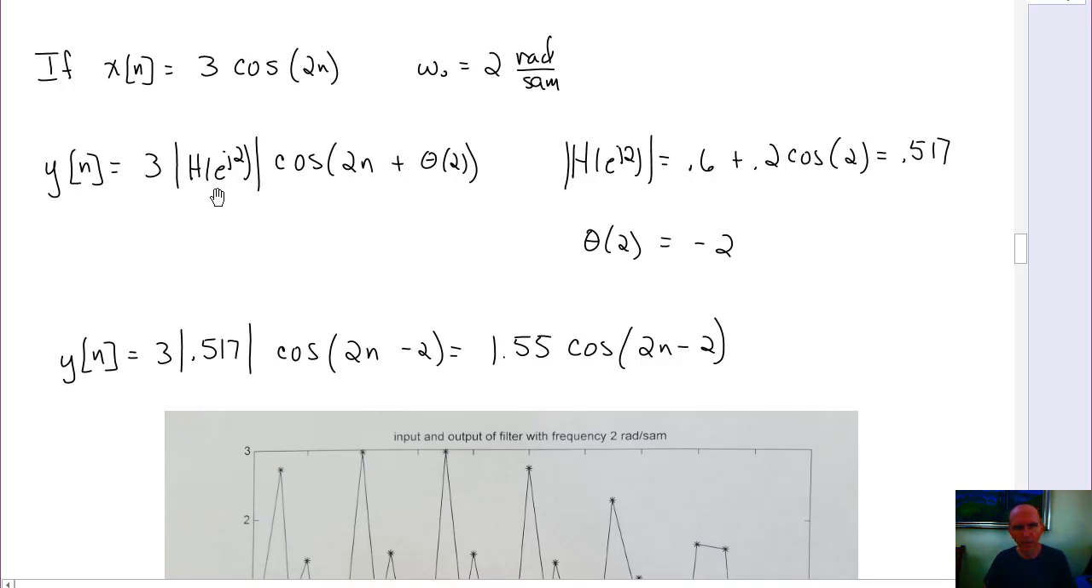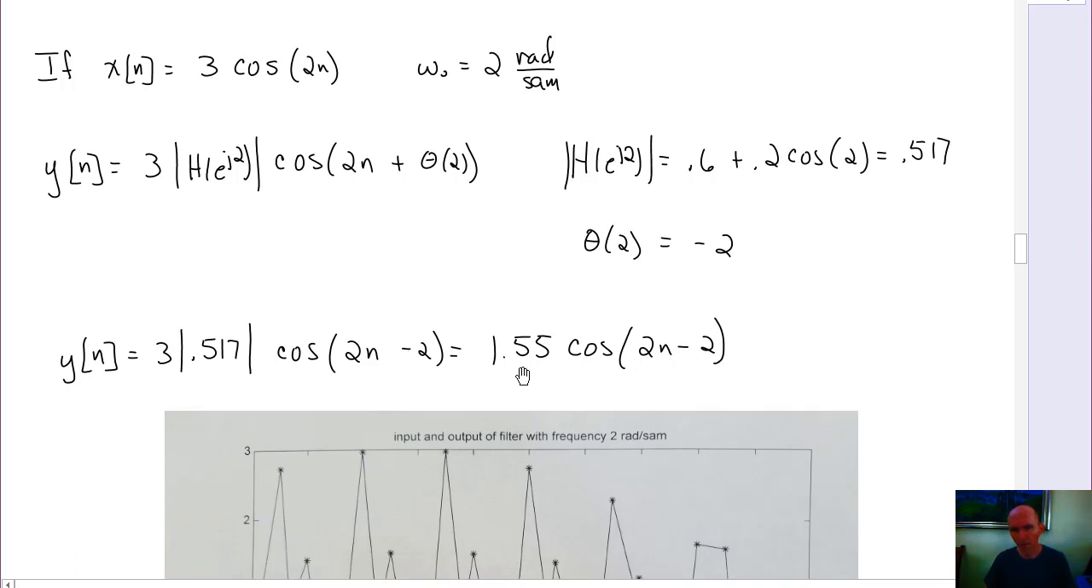In this case, the output is similar, except we have to calculate the magnitude and the phase at 2 radians per sample. If we do that, the magnitude at 2 radians per sample is about 0.5, and the phase is going to be -2. So substituting that in our equation for our output, again, the frequency of the output is going to be the same, but the magnitude and the phase have changed.